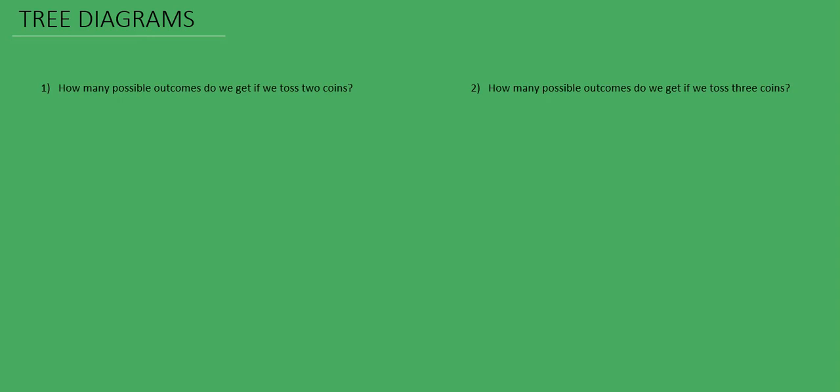Hi. In problems of counting possibilities, the most useful tool for beginners is a tree diagram. And through the next few examples, I will show you how to use it. The first basic task is to count outcomes if we are tossing two coins.